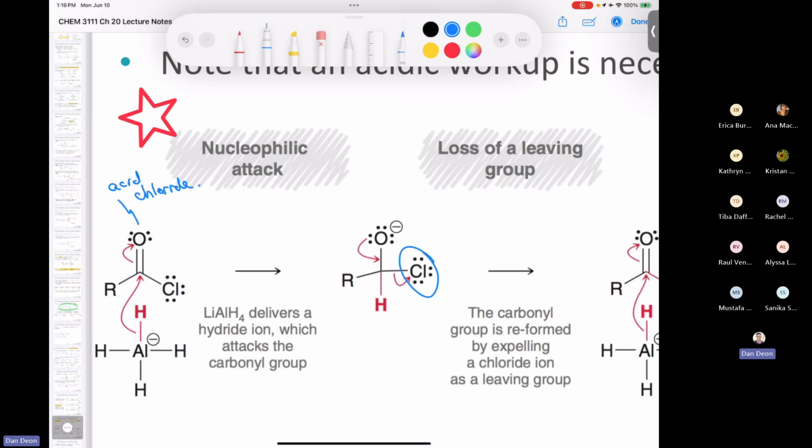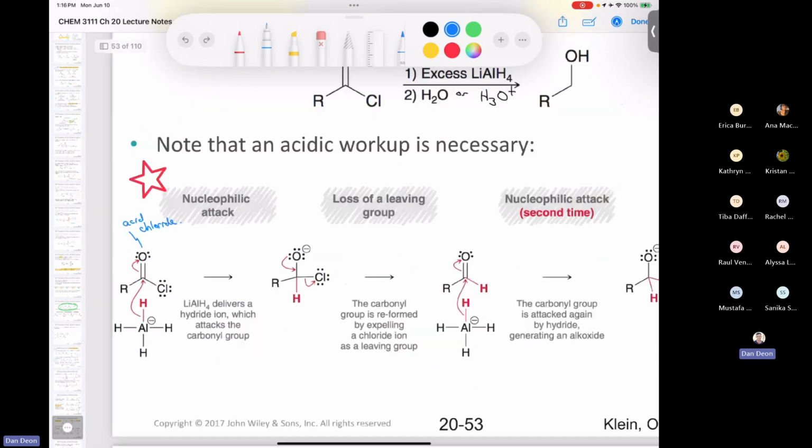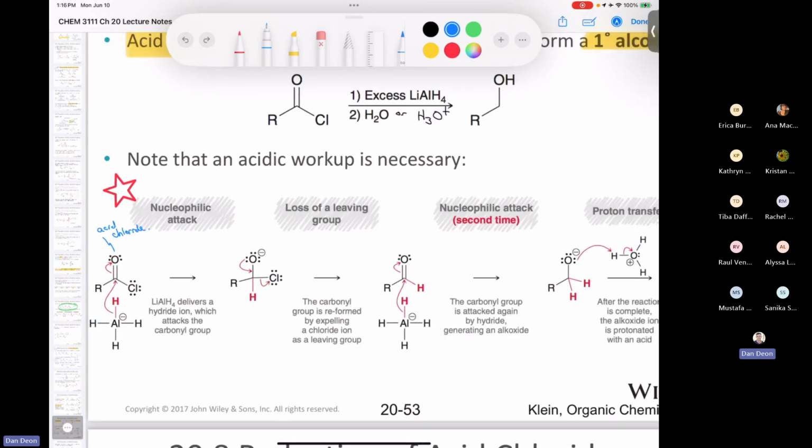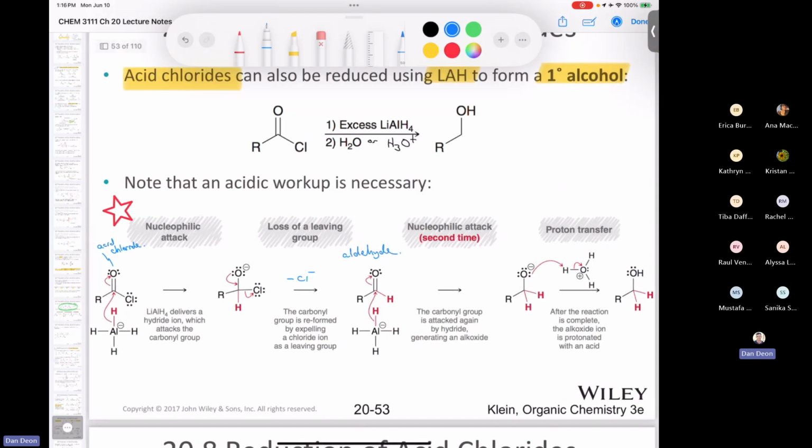Now you guys know that chloride is an excellent leaving group. So we lose chloride. So we could even write here minus Cl minus, loss of chloride. And then what do you notice? Lo and behold, now we have an aldehyde. And what do we know? What happens when you put an aldehyde in the presence of lithium aluminum hydride? That's right, you get a primary alcohol.